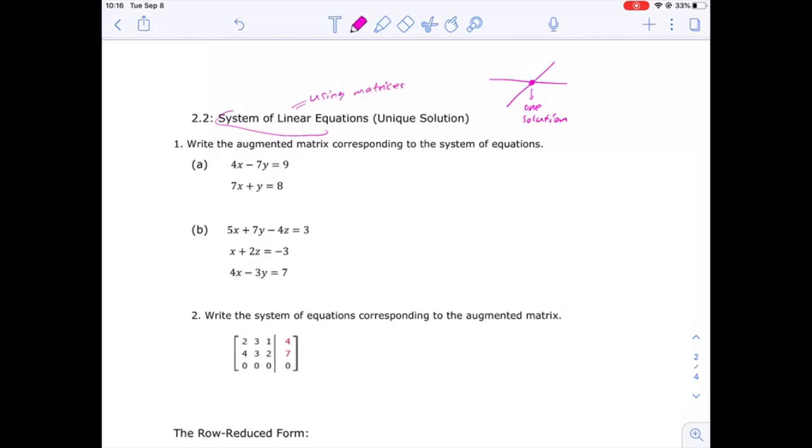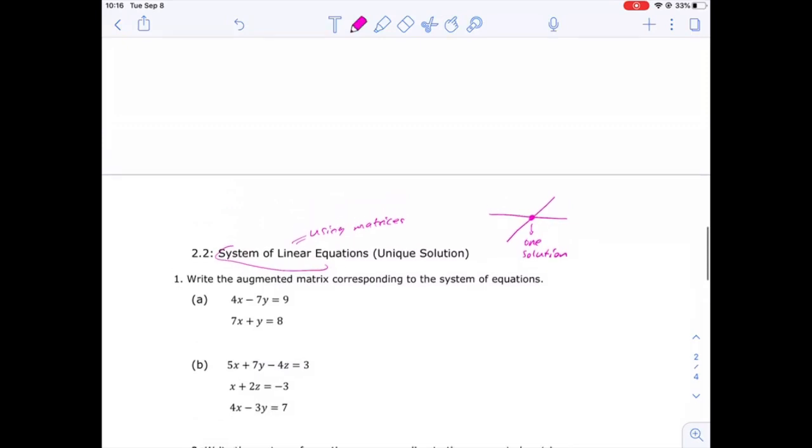What do we mean by matrix? Let's start with this question. A matrix is a rectangular array of numbers, symbols, etc. We usually deal with numbers. For example, we can write it this way: 1, 3, negative 1, 0, 1, 20.